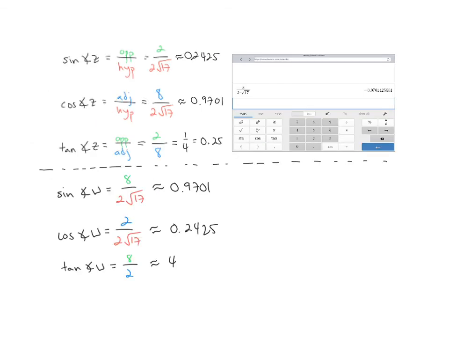All right, so here are the decimal answers for sine, cosine, and tangent of angle W. Notice how our decimals for sine and cosine are similar to the ones for sine and cosine of angle Z. It's just they swap places.